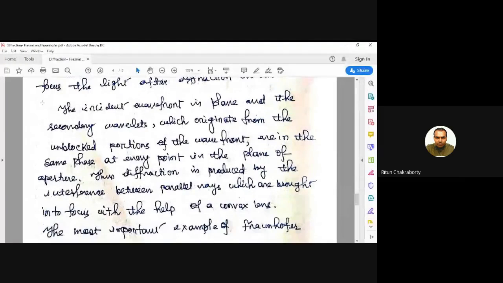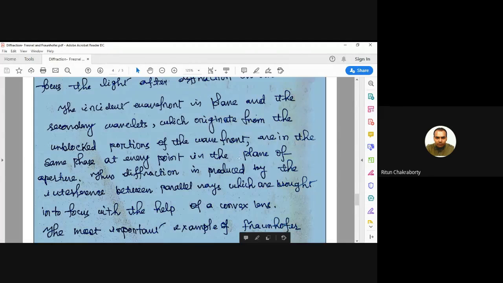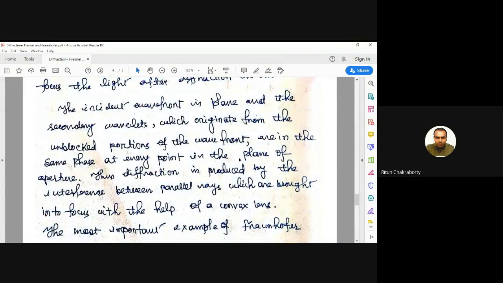This incident wavefront is plane. Now, this is a difference. The incident wavefront is plane in this case, because in the earlier case of Fresnel type diffraction, the incident wavefront was either spherical or cylindrical. But in this case, the incident wavefront is plane.